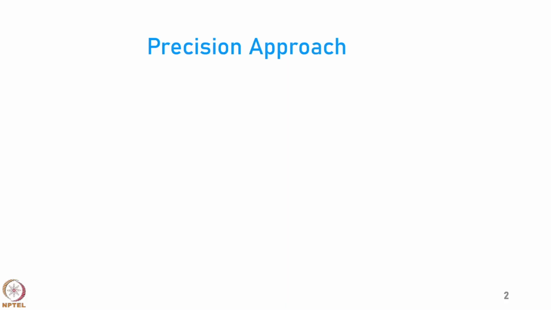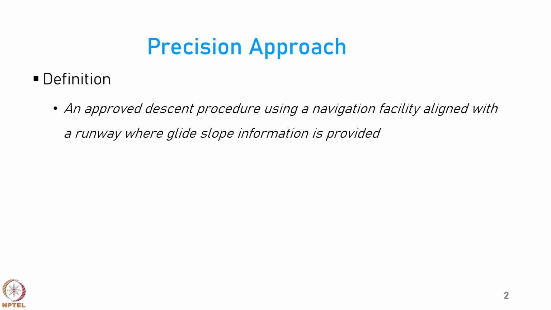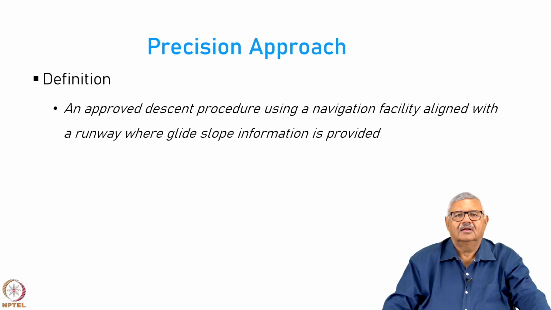First, let us start with the definition of precision approach. A precision approach is an approved descent procedure using a navigation facility that is aligned with a runway where the glide slope information is provided. So, notice that only the glide slope information is sufficient for you to be classified as a precision approach, along with some way through which you can align with the runway.